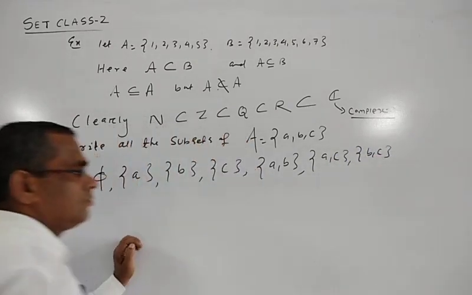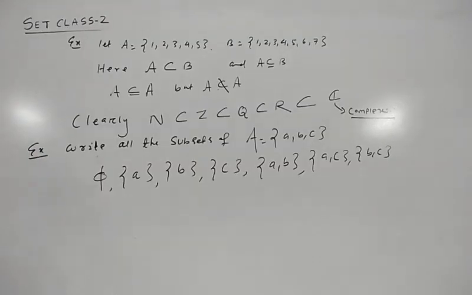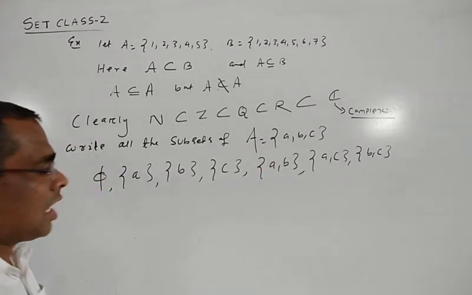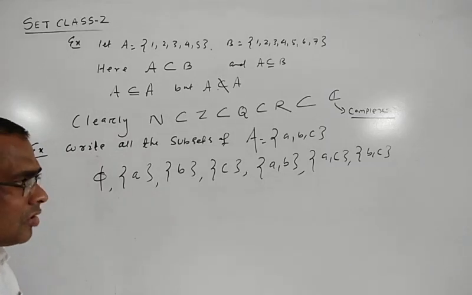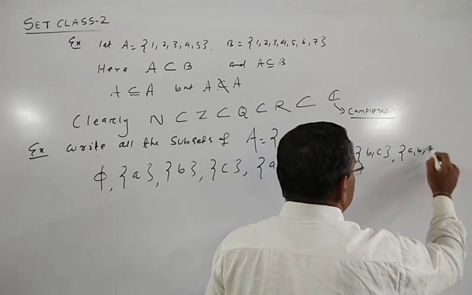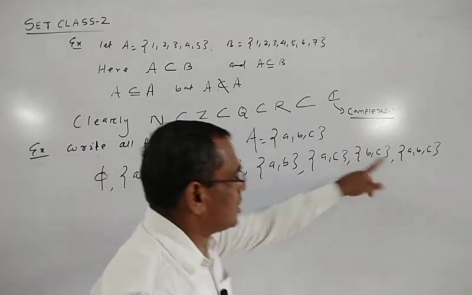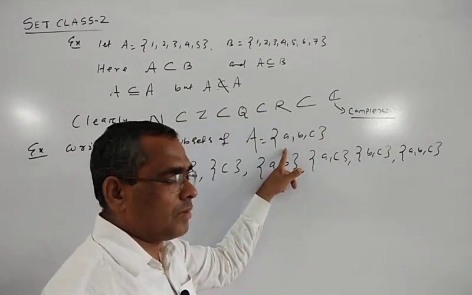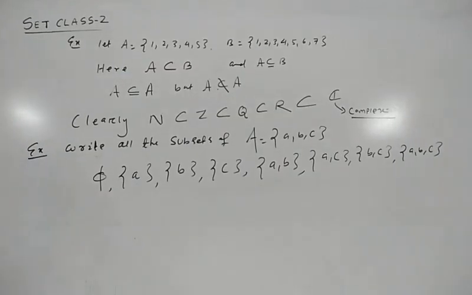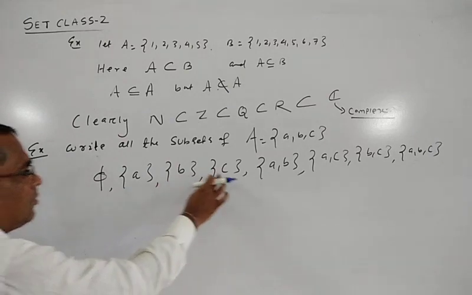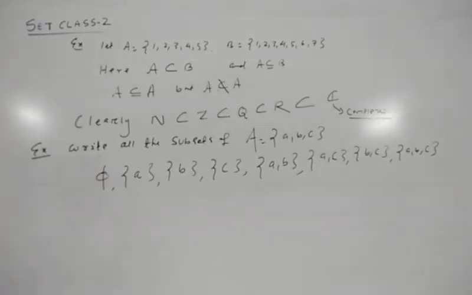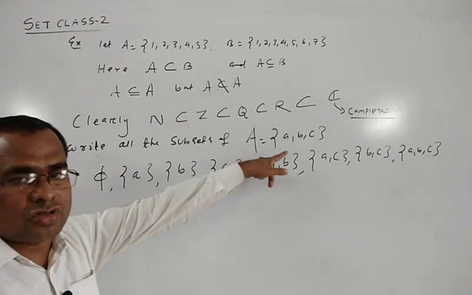Okay, there are three sets containing two elements which are subsets of A: {a, b}, {a, c}, {b, c}. Now we create a set containing three elements, which is {a, b, c}. So clearly this set is also a subset of capital A. So here how many subsets are there? 1, 2, 3, 4, 5, 6, 7, 8. So there are 8 subsets of the set A equal to {a, b, c}.